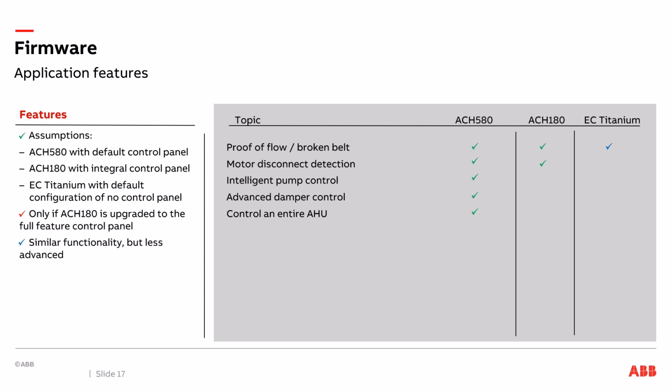But starting off now, proof of flow concept, or if it's a fan application, maybe a broken belt. All three flavors have that, although the 580 and the 180 support the pumping situations for proof of flow a little bit better than the EC Titanium. But the concept of supervising of current or torque is capable of all three of those drives. Motor disconnect detection in the 580 and the 180 makes sense. It's not in the EC Titanium since there is no possibility to put a disconnect between the motor and the drive in that case.